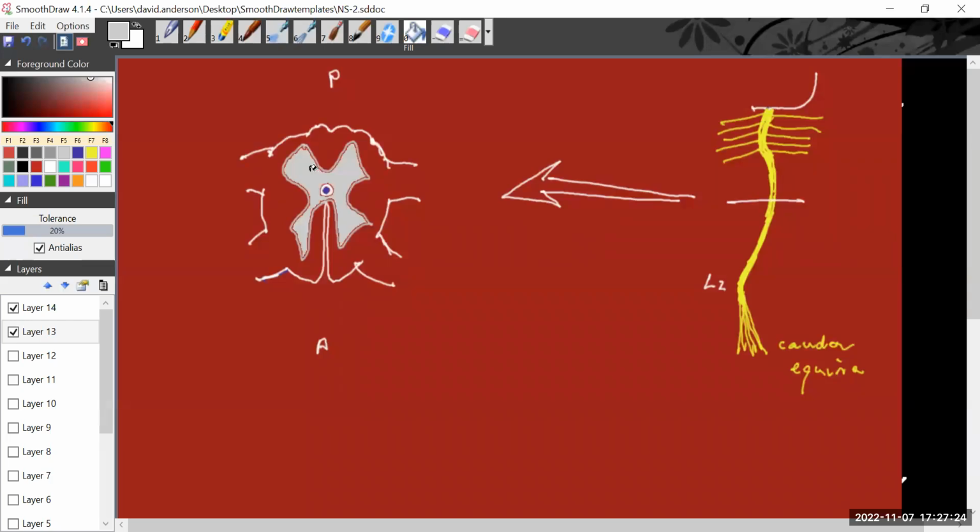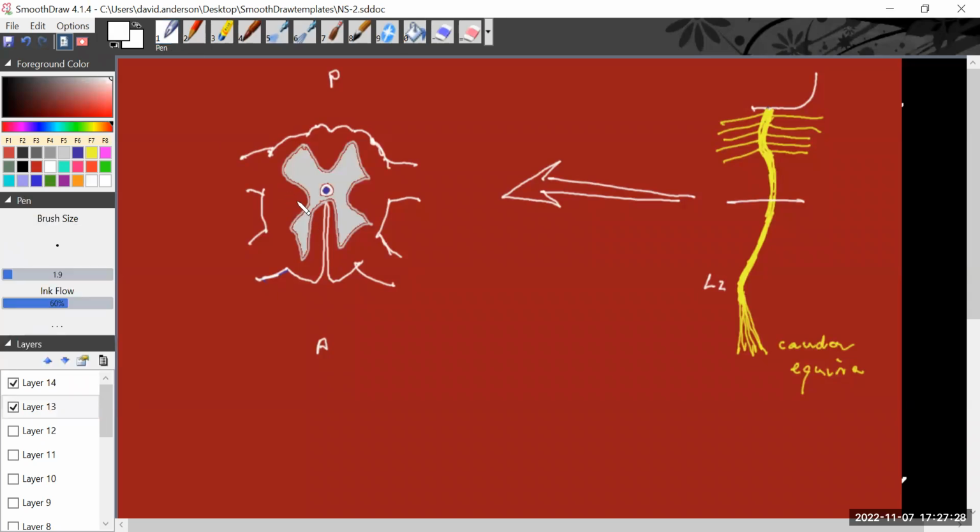Okay, that's our gray matter. And the outside of the gray would be white matter. So we know the white matter are tracks. If those tracks are ascending, what kind of information is being carried in them? Sensory. Right. And if they're descending tracks, motor. That's right. So most of our ascending tracks will be found in the dorsal and the lateral columns.